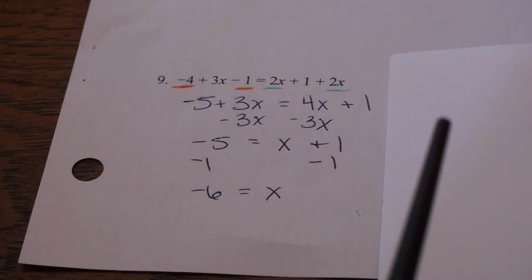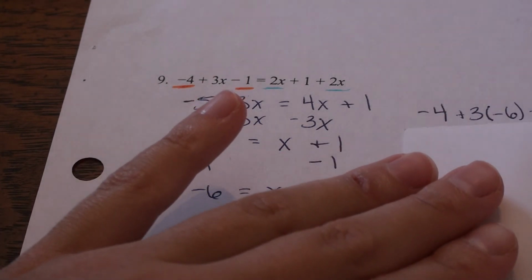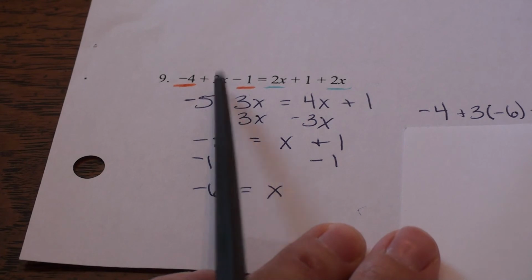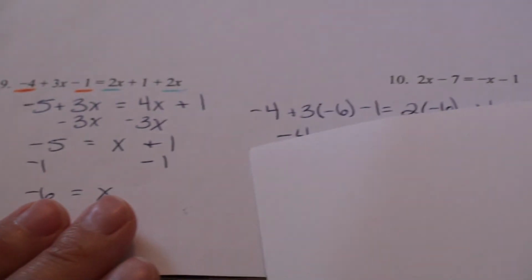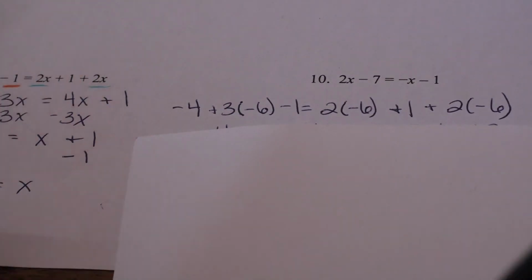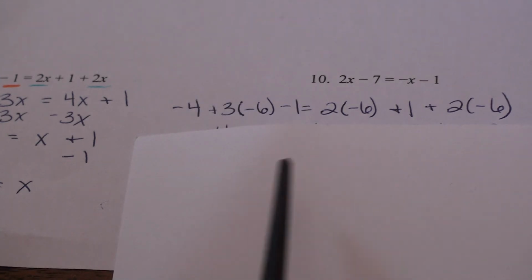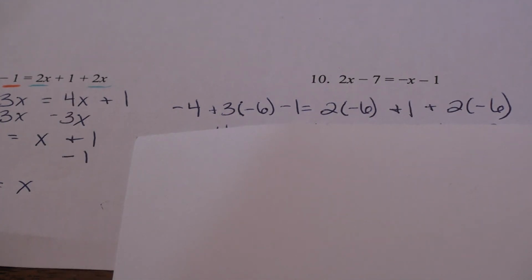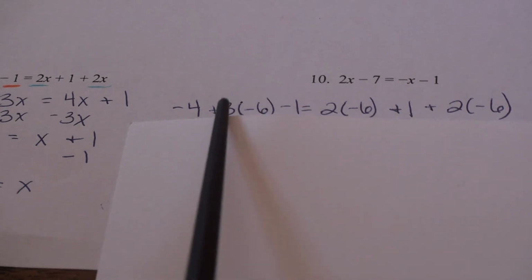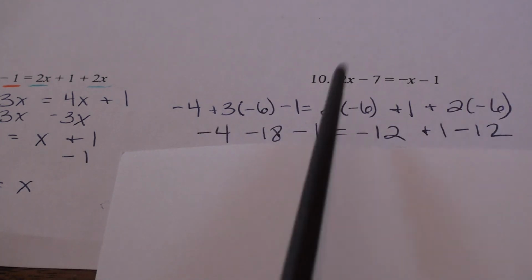Now, obviously we aren't completely done since we want to go back and check our work. So again, every time I had an x, so we had 3x, 2x, and 2x, I replaced it with a negative 6. So I have negative 4 plus 3 times negative 6 minus 1 equals 2 times negative 6 plus 1 plus 2 times negative 6. So the first thing I did was my multiplication, going through my order of operations. 3 times negative 6 is going to be negative 18. 2 times negative 6 is going to be negative 12 for both of those.